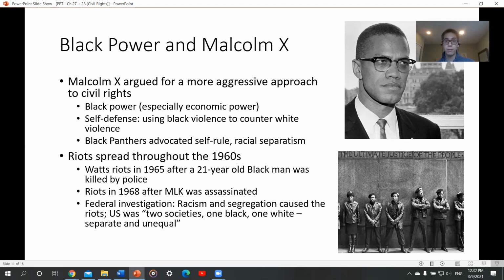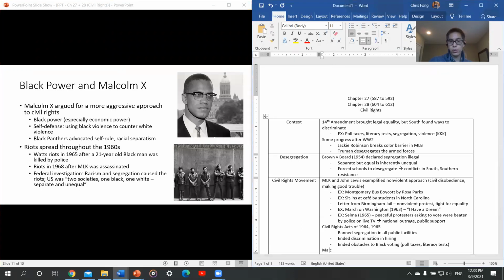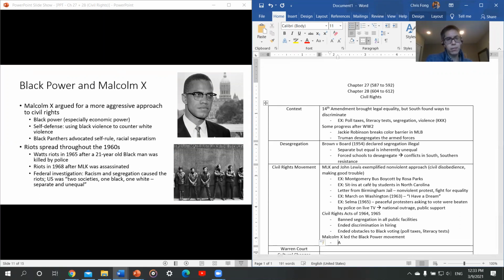This federal government declared in a government document that the US has 2 societies, one Black, one white, separate and unequal. So the federal government, especially under Lyndon B. Johnson, came to acknowledge the harm that racism and segregation had played on the Black community. And many Black activists turned to more aggressive approaches, including violence. So we'll just say Malcolm X led the Black Power movement, and they advocated self-rule and violence when necessary to fight for equality.